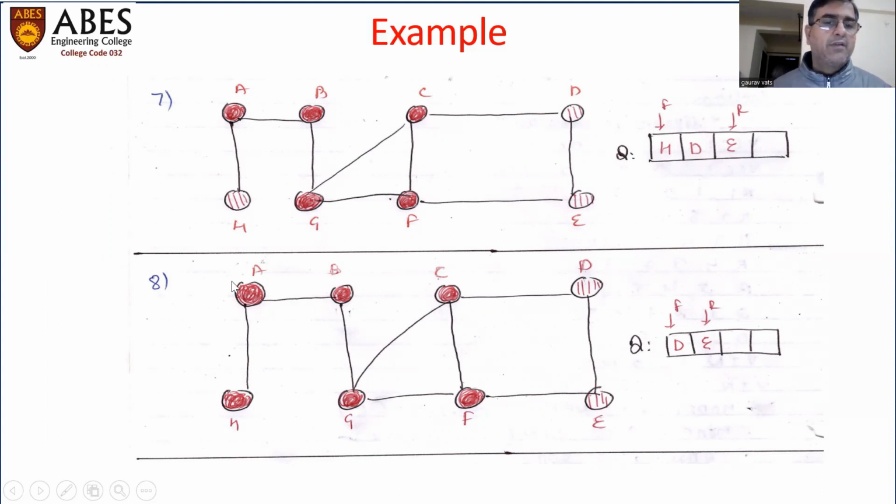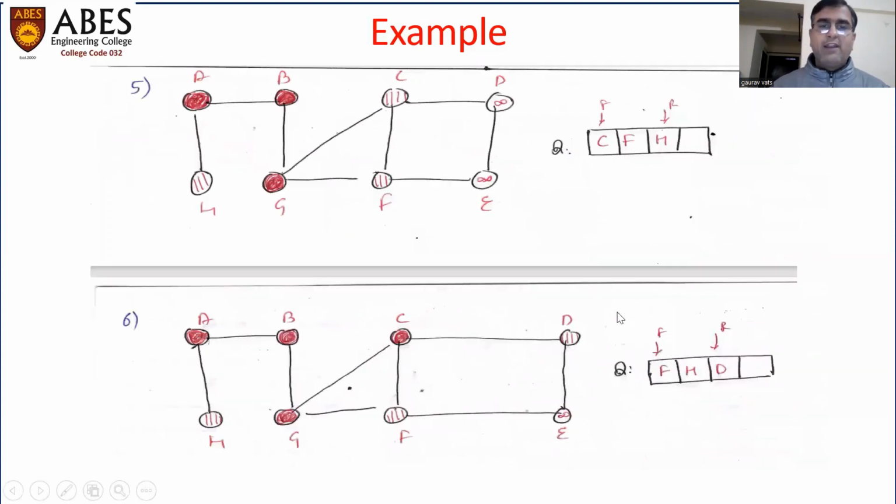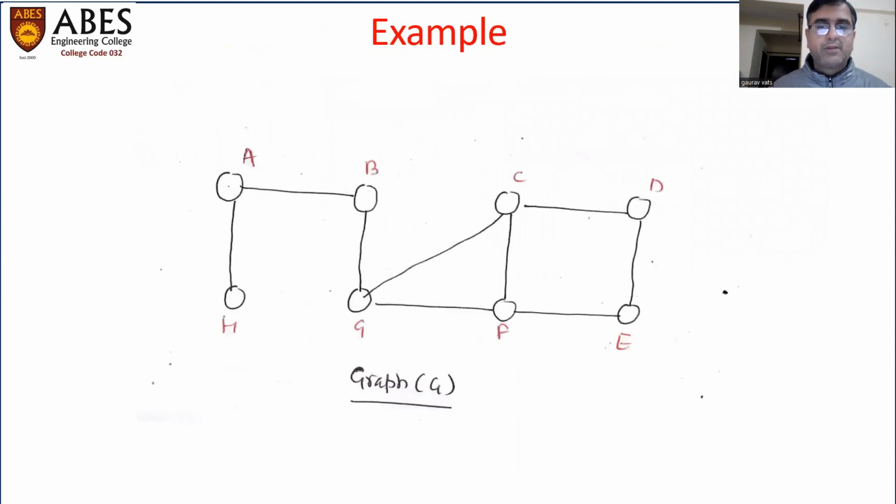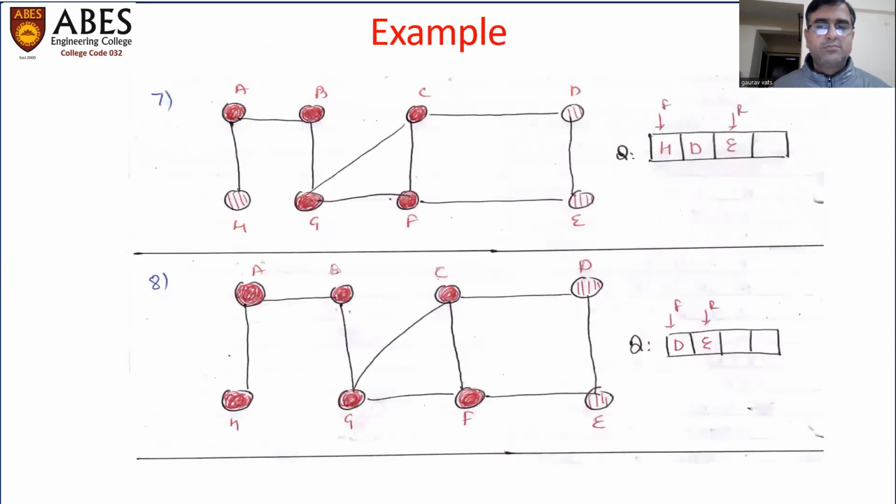H's neighbor is A, and A is in which state? It is in process state. So we'll not put that in the queue, because our algorithm was saying to add to the rear of the queue all the neighbor nodes that are in ready state. Only those nodes that are in ready state, only put them, not other nodes that are in waiting state or in process state. We don't have to put them. So here it is.